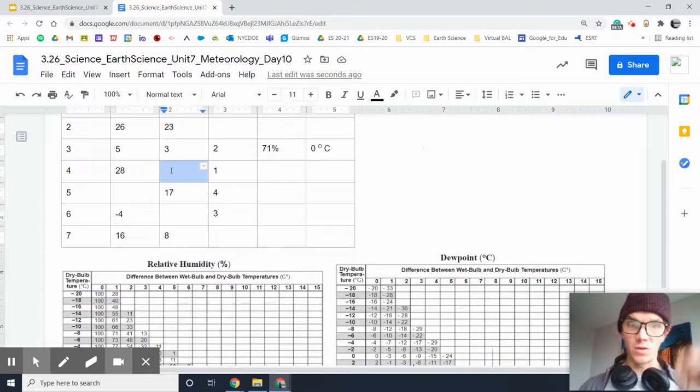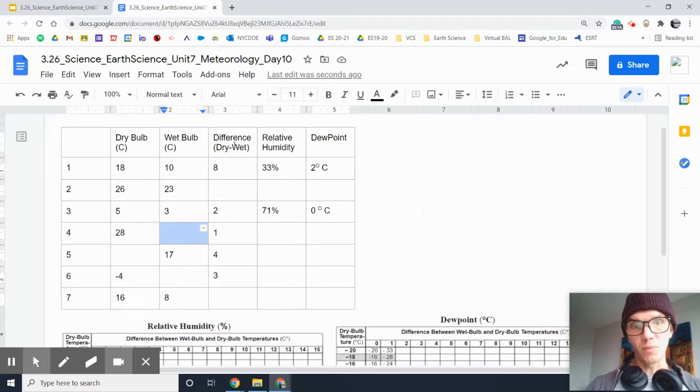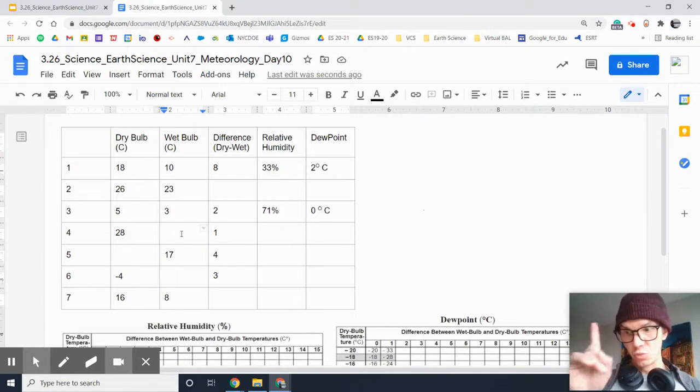But don't forget about what your dry bulb temperature is. So if the difference between the wet bulb and the dry bulb is 1, and my dry bulb was 28, well, the wet bulb is just 1 degree away from it. Just remember that the wet bulb is always going to be cooler than the dry bulb. So that way we had 27.